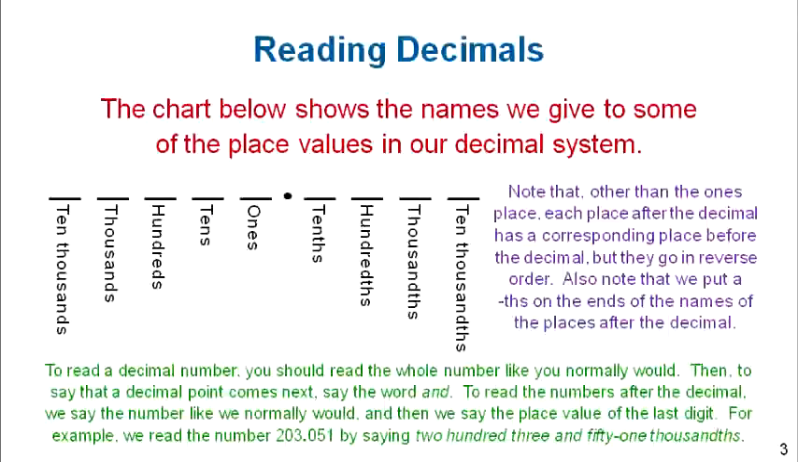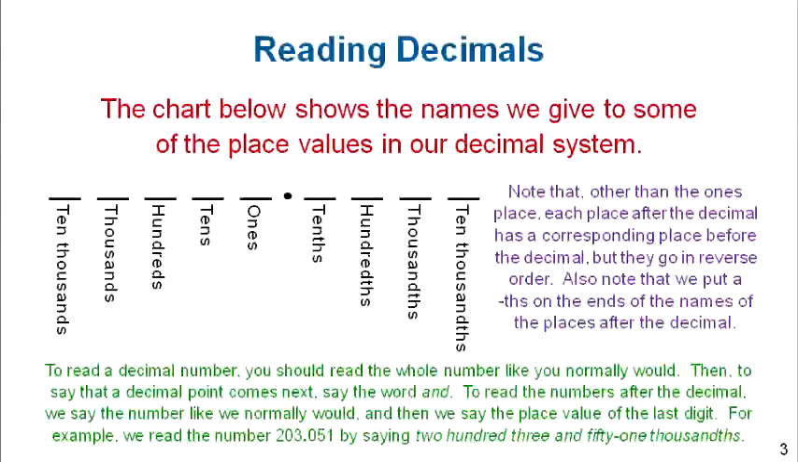This chart shows the names we give to some of the place values in our decimal system. Note that, other than the ones place, each place after the decimal has a corresponding place before the decimal, but they go in reverse order. Also note that we put a THS on the ends of the names of the places after the decimal.